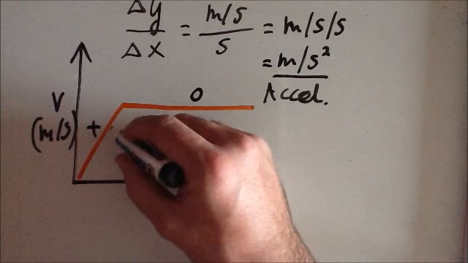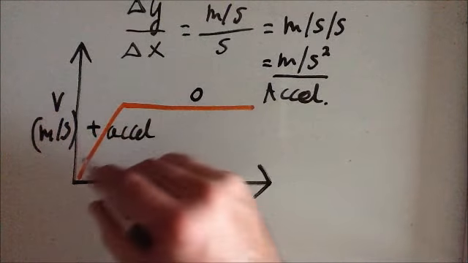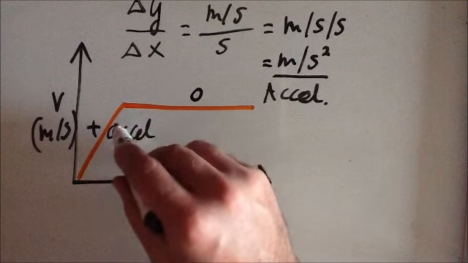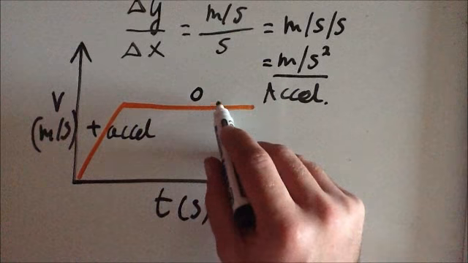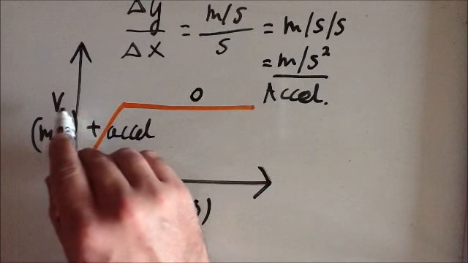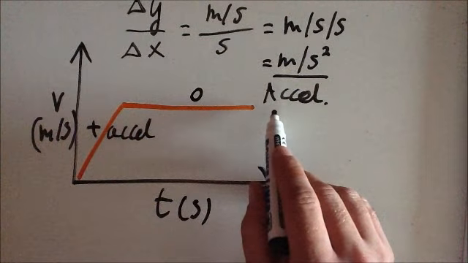So here we have positive acceleration, and it's constant because it's a straight line. Here the gradient is once again constant, but there isn't a gradient. So there's no acceleration because you're not actually accelerating.